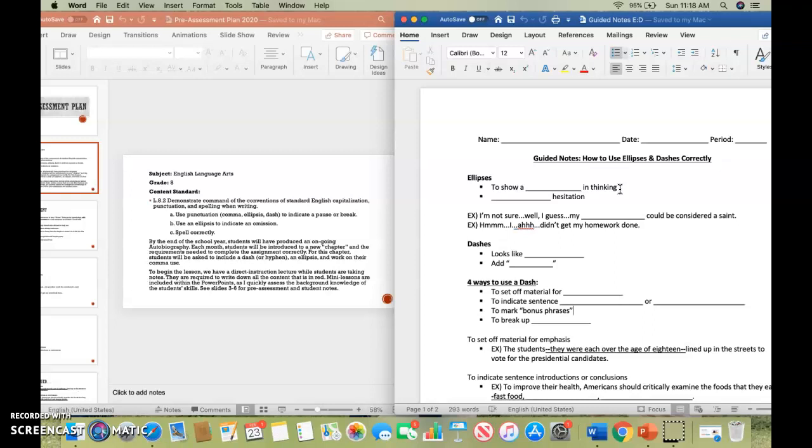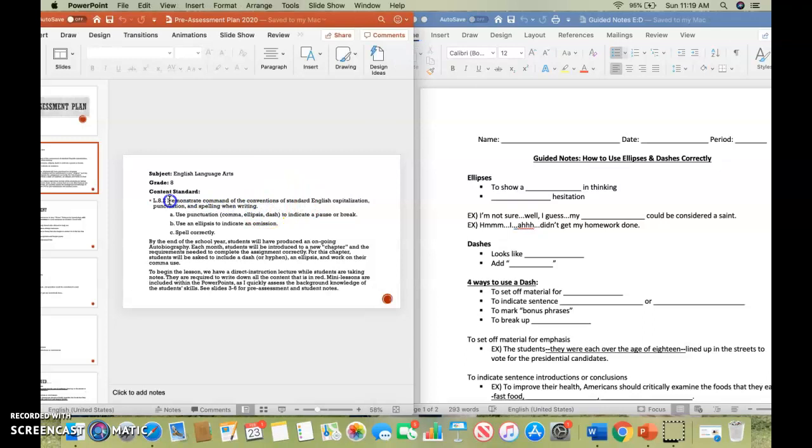All right. Today we're doing language 8.2. It's to demonstrate command of conventions of standard English language: capitalization, punctuation, and then obviously spelling when we're writing. And even more closely with punctuation today, again, it's the commas, ellipses, and dashes. Using the ellipsis to indicate an omission, spelling correctly, and dashes just for some extra, you could say, just to make it look extra, honestly.